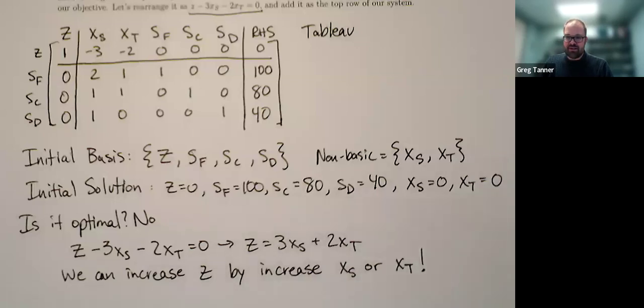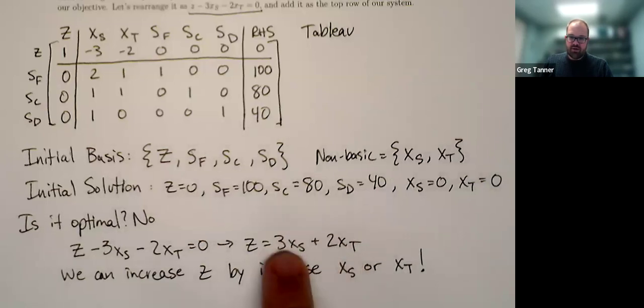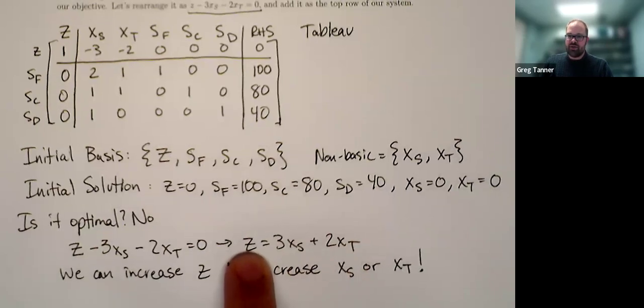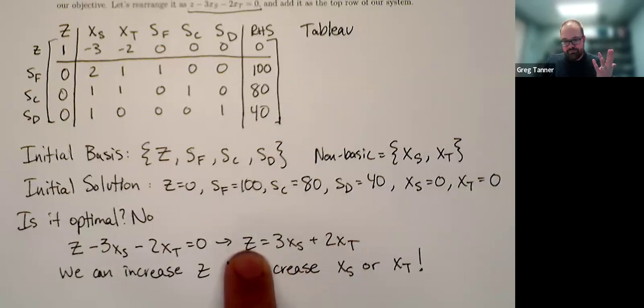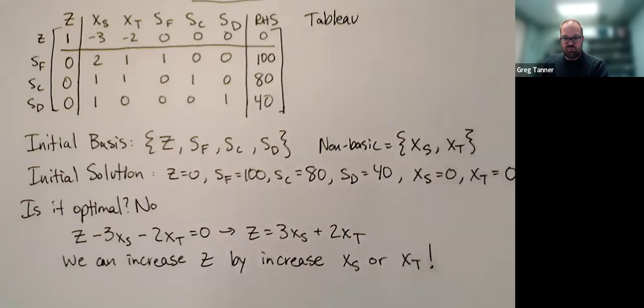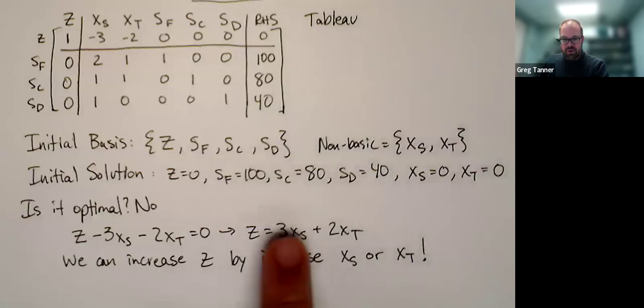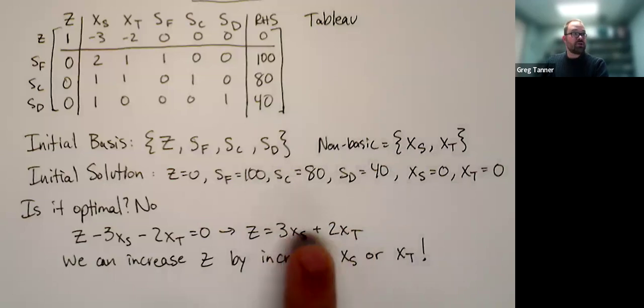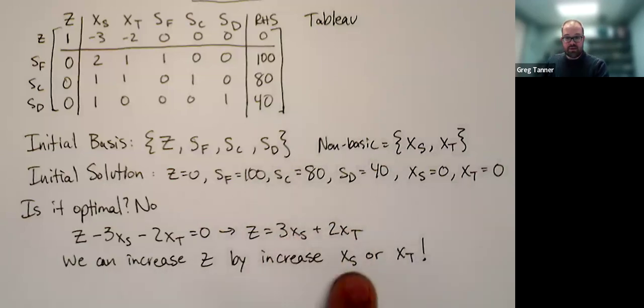I tend to follow the simple heuristic of choosing whichever has the larger coefficient, meaning that the smallest change in either xs or xt results in a larger change in z. No guarantee that that's going to get you there in the fewest number of steps. Actually, in this case, we'll find that it will take us more steps using this heuristic, which is fine. More example, more video to show you. So looking at this, the 3 coefficient is bigger than the 2 coefficient. So we're going to choose xs to enter our basis.